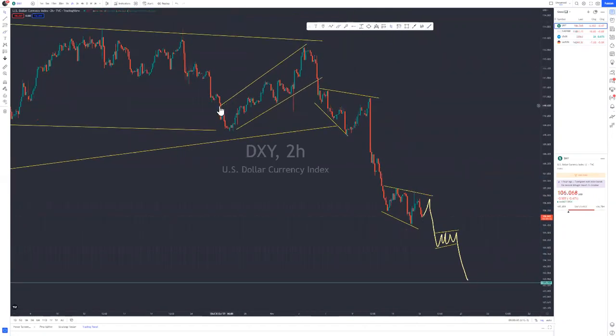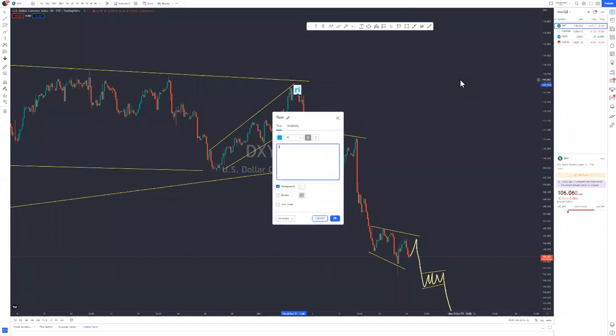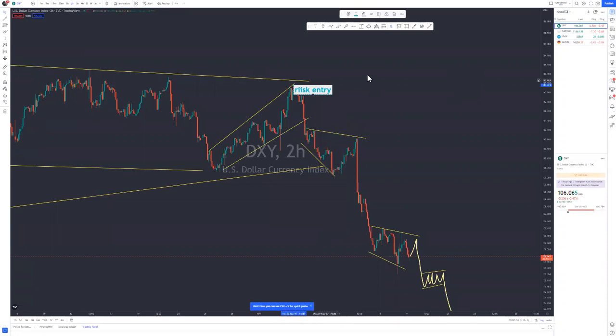So I'm going to show you entries. We have different types of entries. The first entry we have is the risk entry. What's a risk entry? I'll show you. Okay, guys, where's the T? Now I'll start with the risk entry. As you can see there, I wrote risk entry.